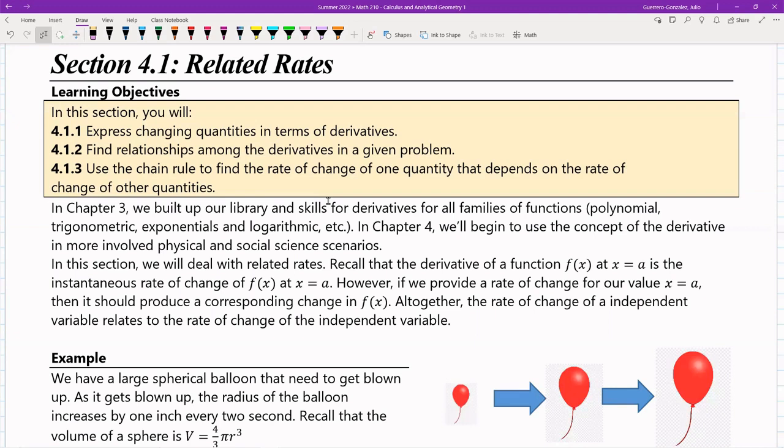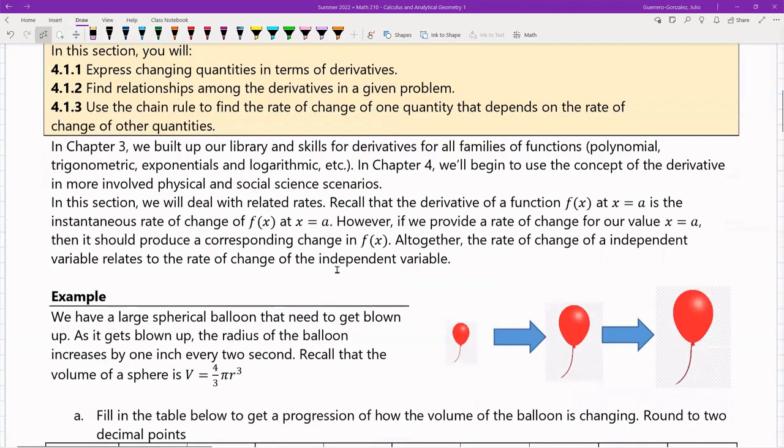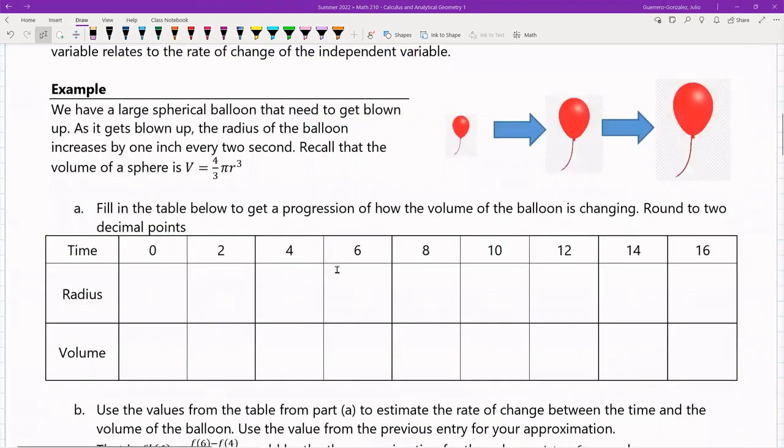Okay. Nothing from chapter 3 changes here. The derivative is still the instantaneous rate of change, or the slope of the tangent line. But now we're going to be sticking it into, like I said, physical and social science scenarios. So the best way that I think I can explain this to you guys is let's just jump into an example here. Okay, so let's take a look at this example right here.